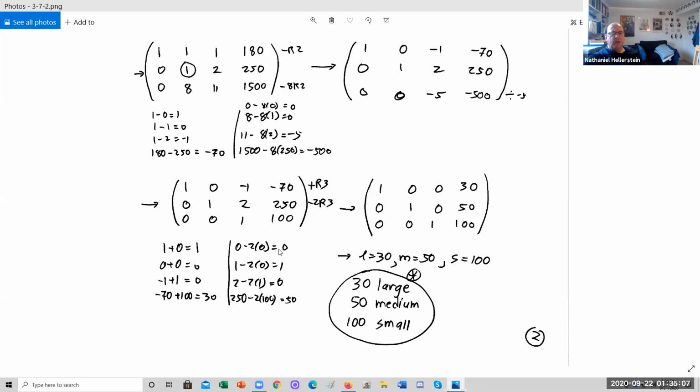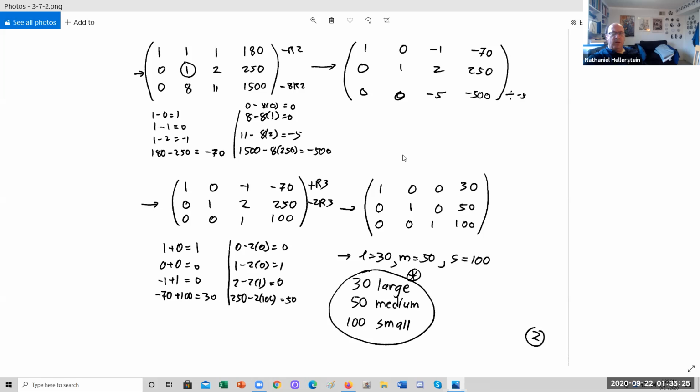0 minus twice 0 is 0. That goes there. 1 minus twice 0 is a 1. That goes there. And 2 minus twice 1 is a 0. That goes there. And 250 minus twice 100 is 50.